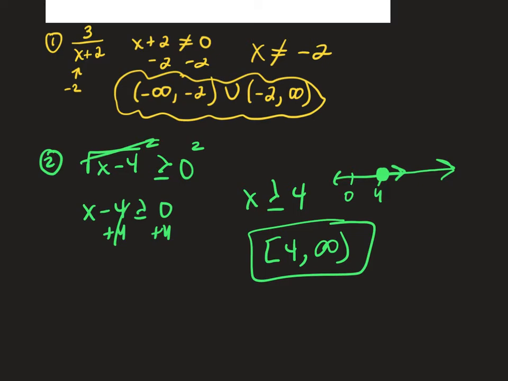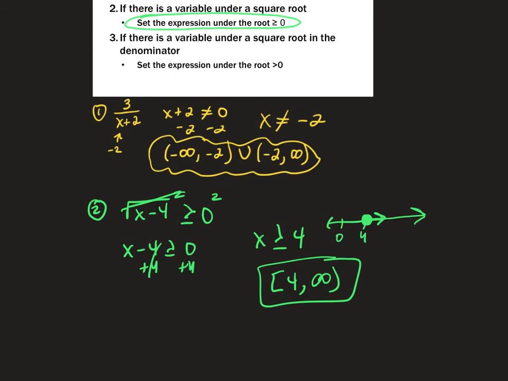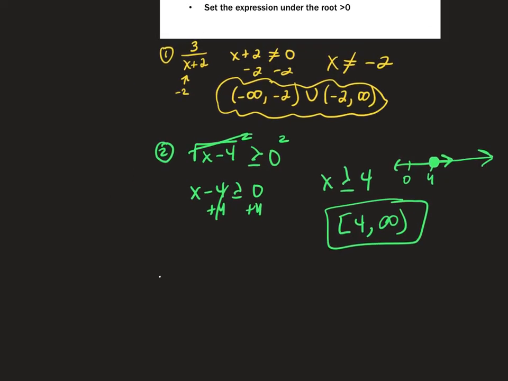All right, there's only 3 rules we have to worry about. 1, is there a variable in the denominator? If there is, we set the denominator not equal to 0. 2, is there a radical with a variable underneath? The third rule says what? What's that third rule say? All right, it's like a combination of both.